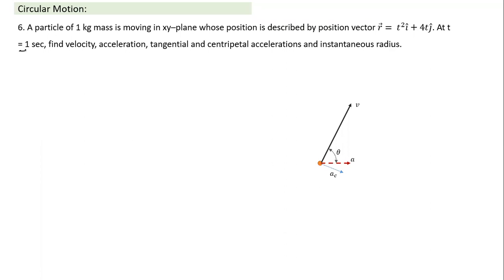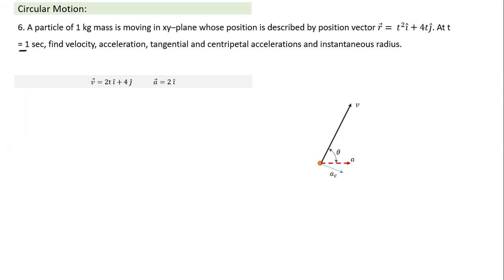So let's see how we do it. First of all, to find velocity v is pretty simple. If r is given, dr by dt is the instantaneous velocity. We find v = dr/dt, which becomes 2t i cap plus 4 j cap. Pretty simple. And now we have to find acceleration.